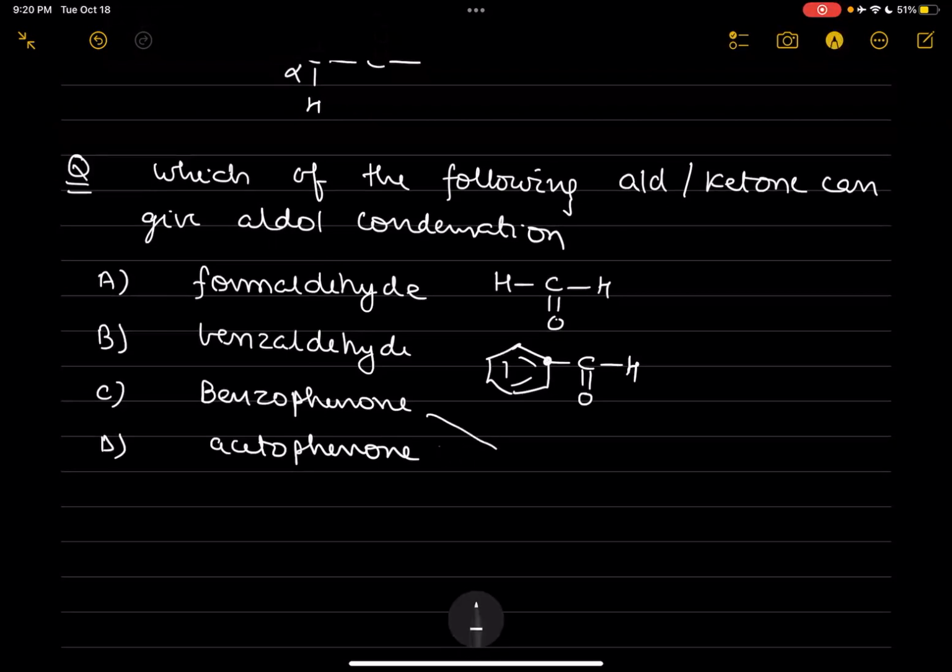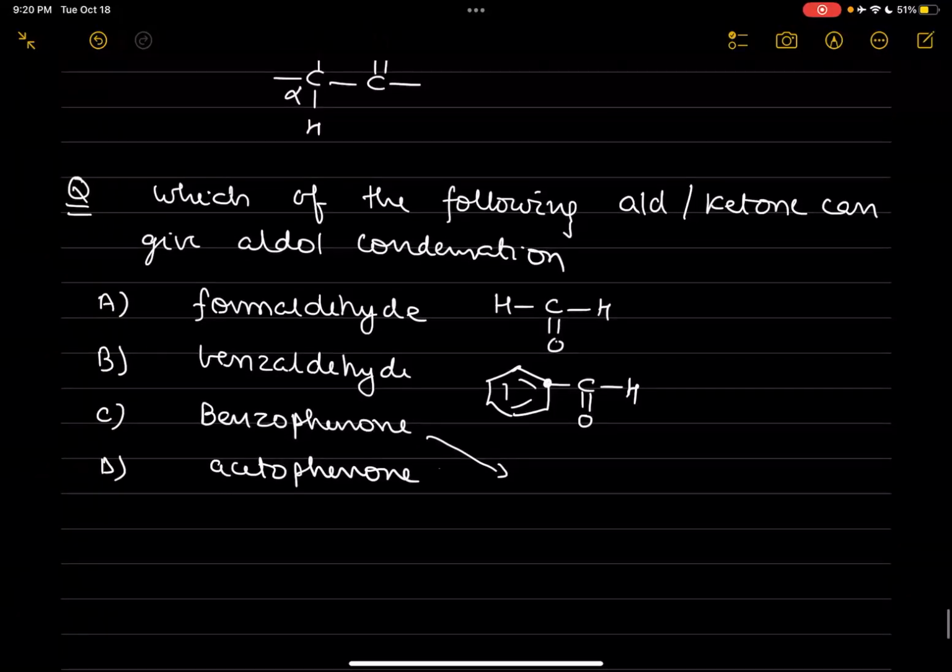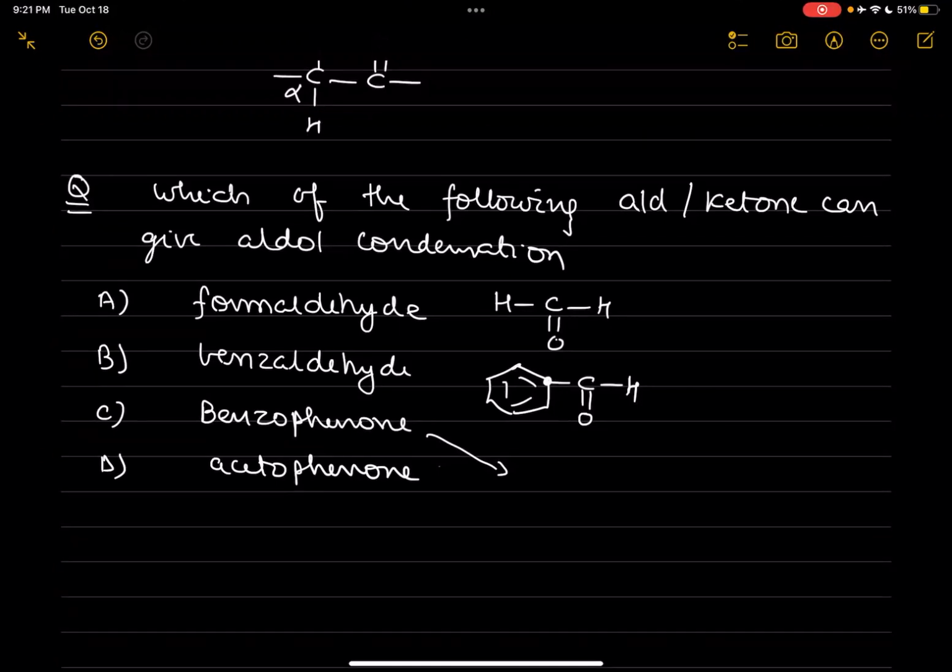What is benzophenone? Tell me. Sir, but benzaldehyde, there is a possibility, right? No, there is no possibility. Actually, it gives some other reaction, which is known as the Cannizzaro reaction, which doesn't need any alpha hydrogen. Okay. Benzophenone, what about benzophenone? No alpha hydrogen. Yeah.